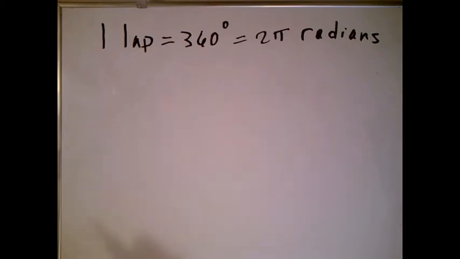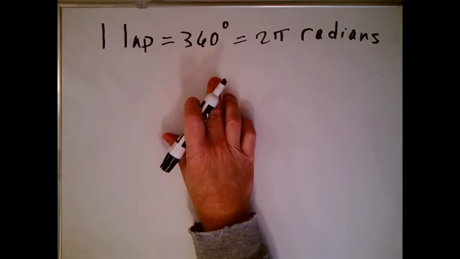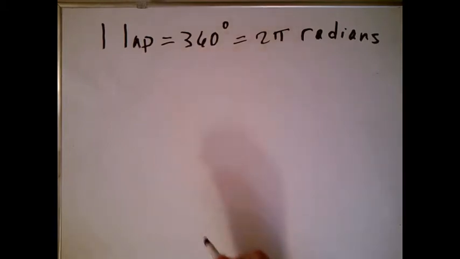Converting from radians to degrees or degrees to radians is very easy. All we have to remember is that 1 lap is the same thing as 360 degrees, which is the same thing as a distance of 2 pi around the unit circle. So let me just give two examples, one going radians to degrees, one going degrees to radians.